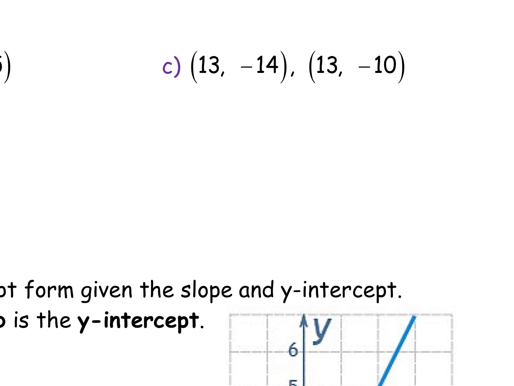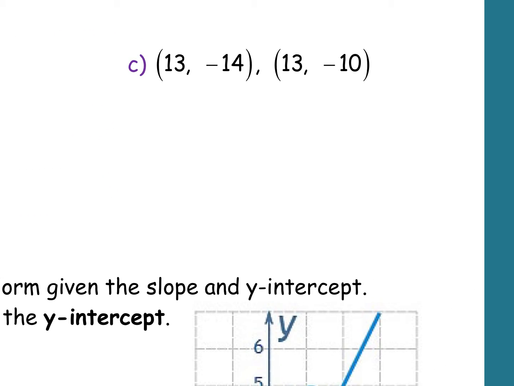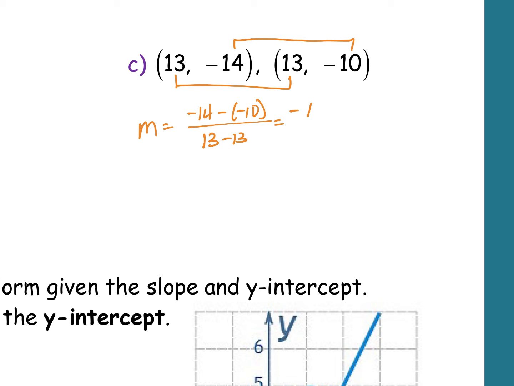Okay, and C, so again, slope is going to equal negative 14 minus a negative 10 all over 13 minus 13, which gives me negative 14 minus a minus 10. Anybody? Negative 4. 13 minus 13 is 0. What's my slope? 0.